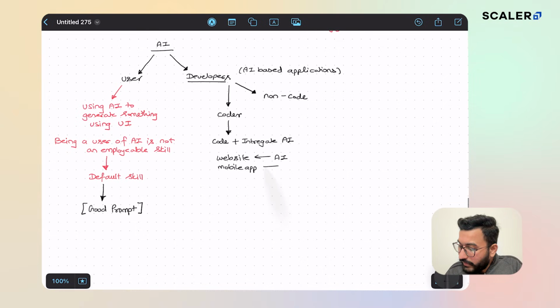Can you integrate the AI chatbot over here? So this is what the requirement is.